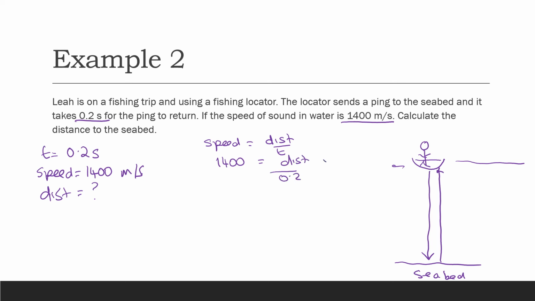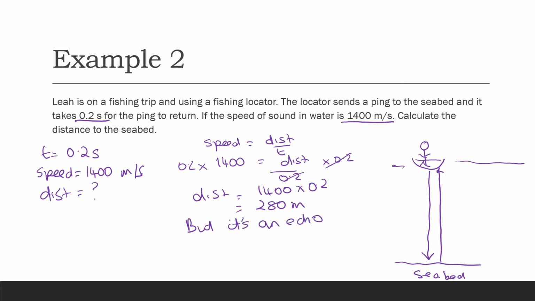Now we're going to mathematically solve. So the distance is equal to 1400 times 0.2, which comes out to 280 meters, but it's an echo. So this means we have to divide it by 2. So the distance is actually equal to 280 divided by 2, which is equal to 140 meters. I would like you to try some examples from worksheet number 2.